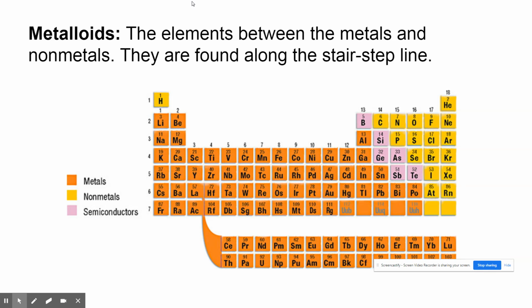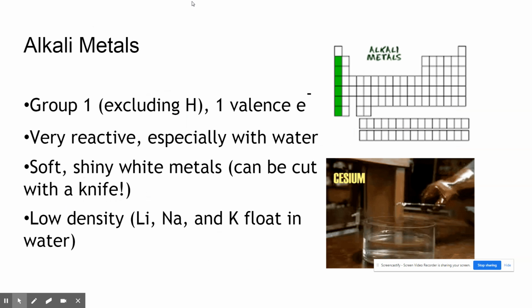Okay? Metalloids, or we can say these are semiconductors. These are those found between metals and non-metals. They share some properties of metals and non-metals. They're found along that stair-step line.